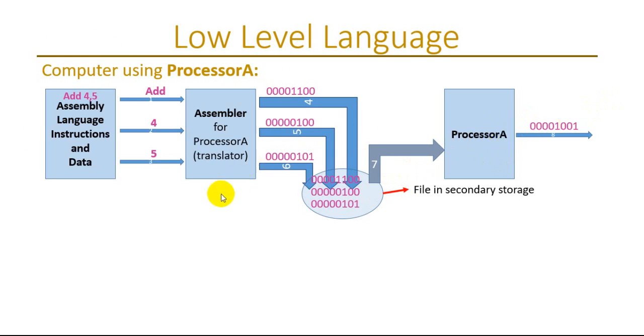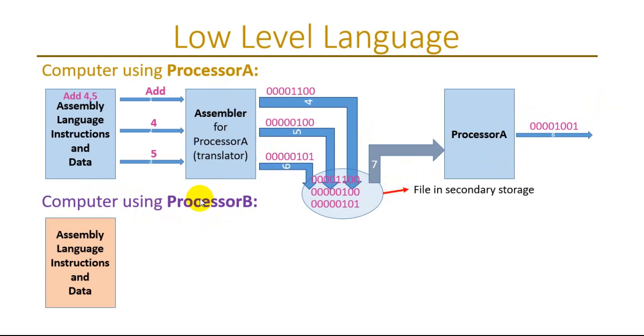Okay, so the same example we'll see for computer processor B. The first one was processor A, now processor B. So the assembly language instruction we are going to write, and the assembler for B is there. Why B and A you have already seen, and I will show it again. Now again this computer also we are giving an assembly language program to add 4 and 5.